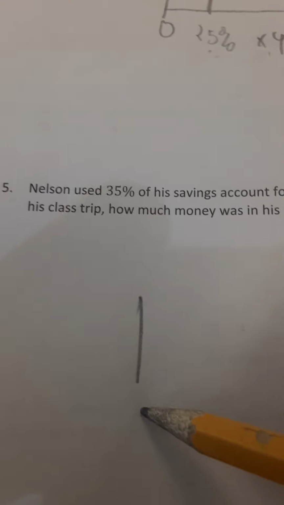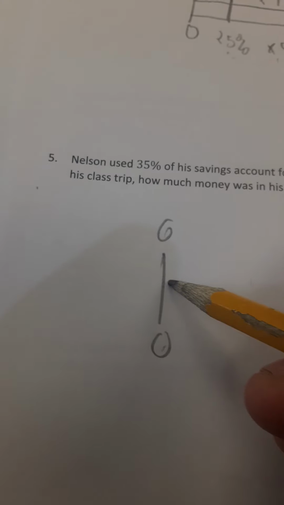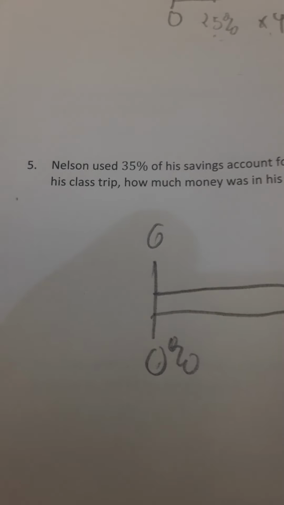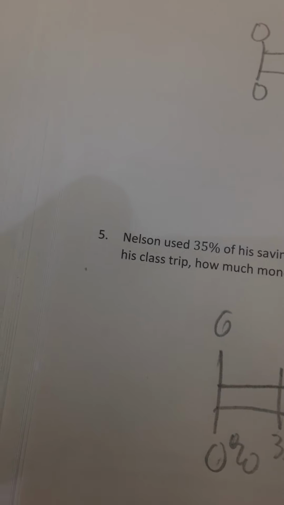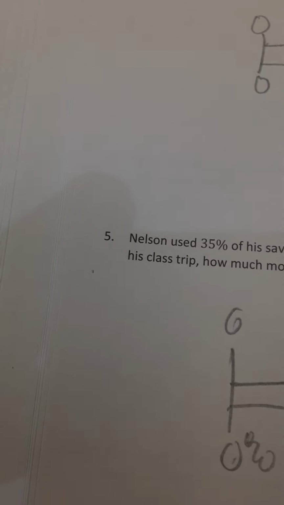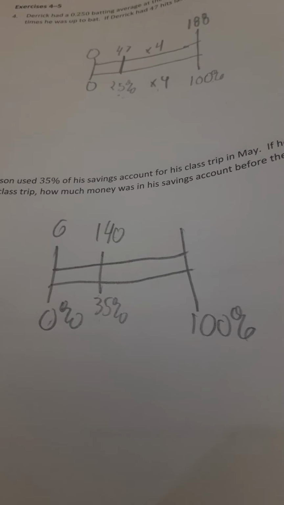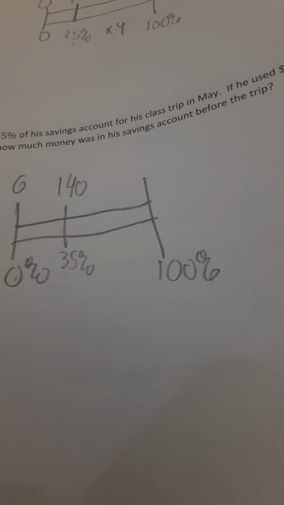So, again, we make our double number line. 0, 0. One is a percentage, one is not, right? I like to put the lower one as a percentage, 100%. And so we know that 35% was used on his class trip, and he used $140. Now, again, is 35 a factor of 100? No, it is not, right? 35 plus 35 is 70, plus 35 is 105, plus another 35 is 140.